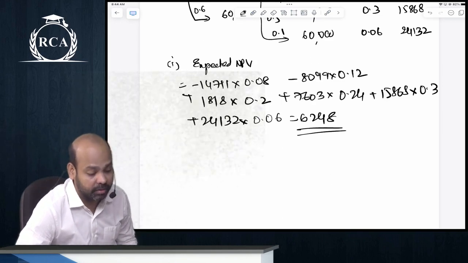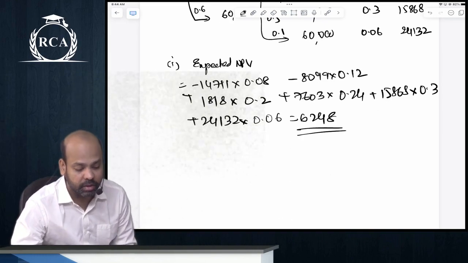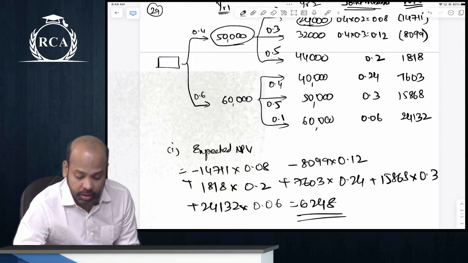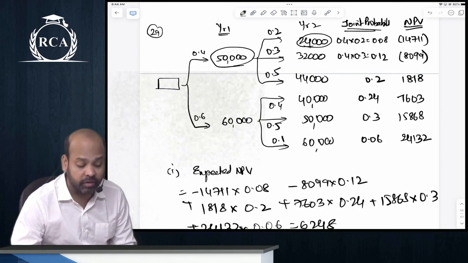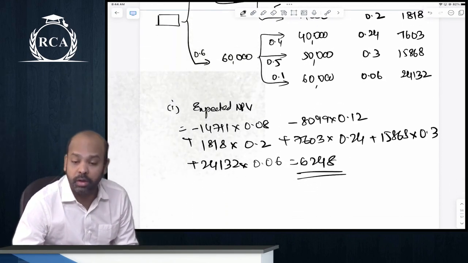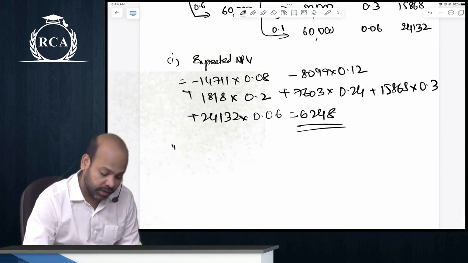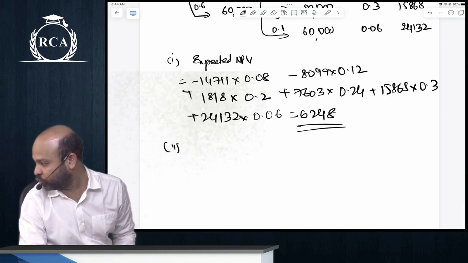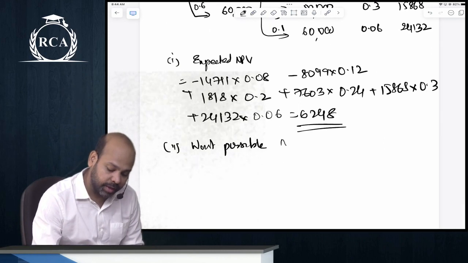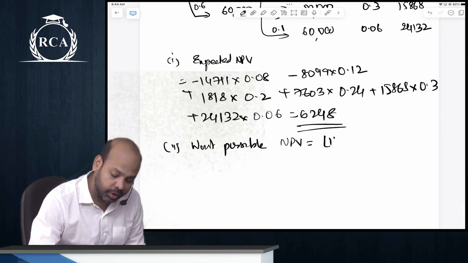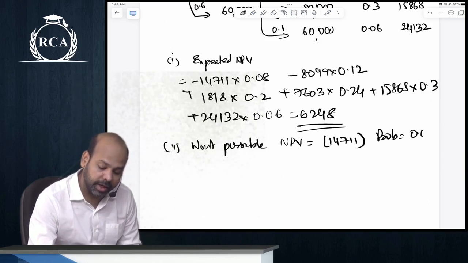6248 done. Tell me the answer to the second and third bit guys. What will be the NPV if the worst outcome is realized? Negative 14,711. What is the chance of occurrence? 0.08. Best outcome 24,132. Chance of occurrence 0.06. Second bit mein beta we will have to write worst possible NPV. Worst possible NPV is negative 14,711. Probability is 8%.